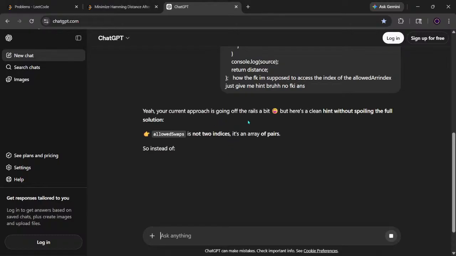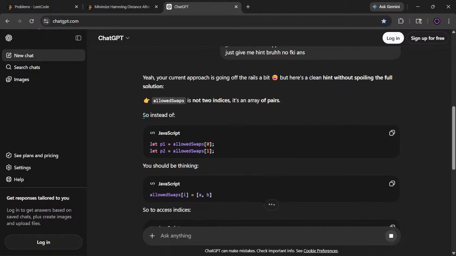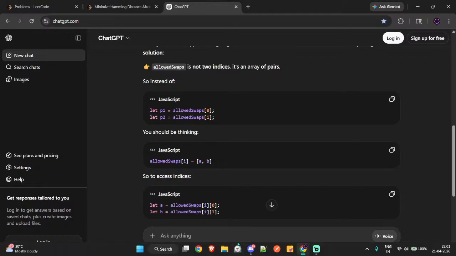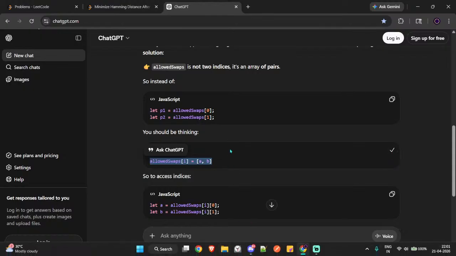Yeah, your current approach is going off the rails a bit. Here is a clear hint without spoiling the full solution. Allowed swap is not two indices, it is a pair of indices. Instead of doing this, you have to do this. What is this, bro? We need to destructure this thing.